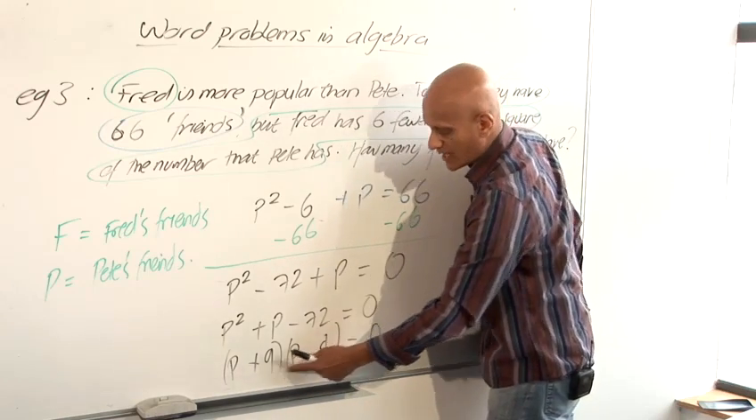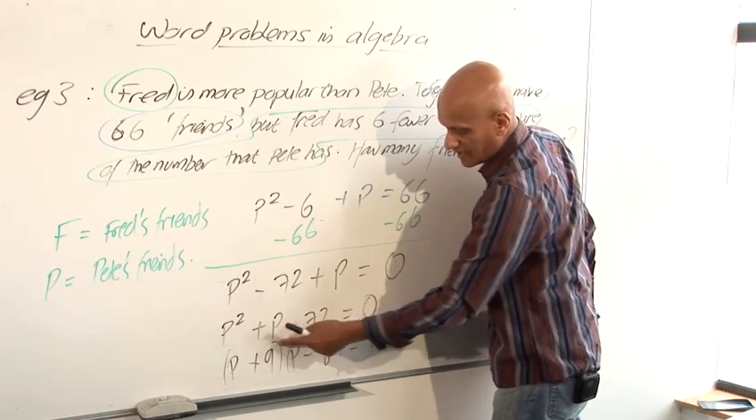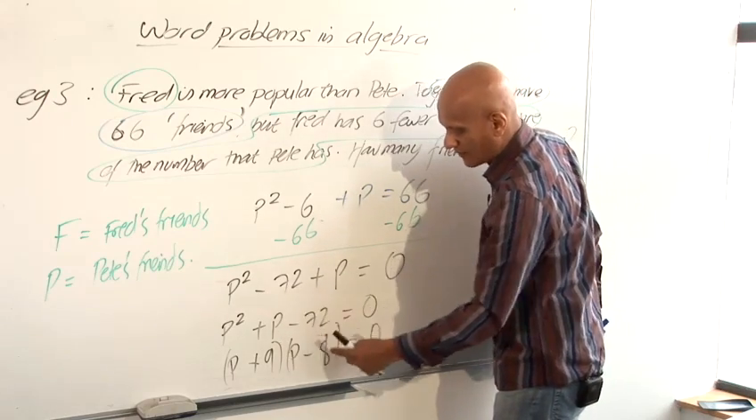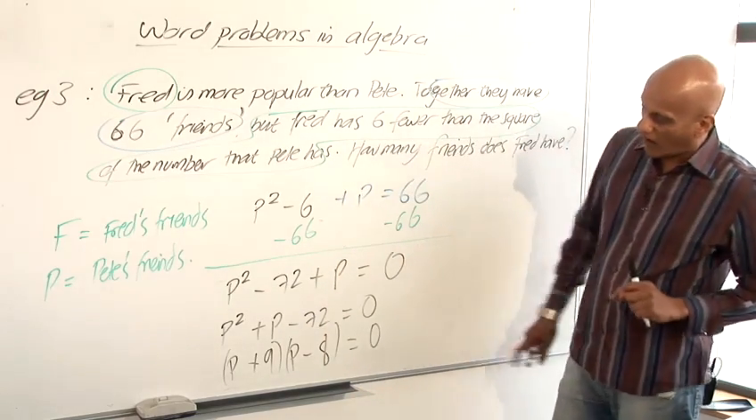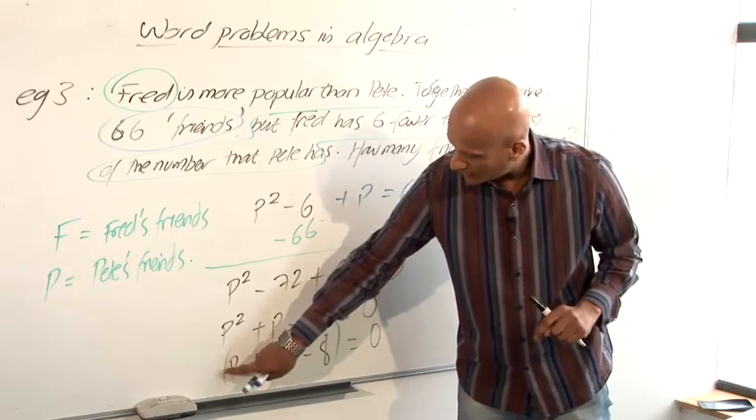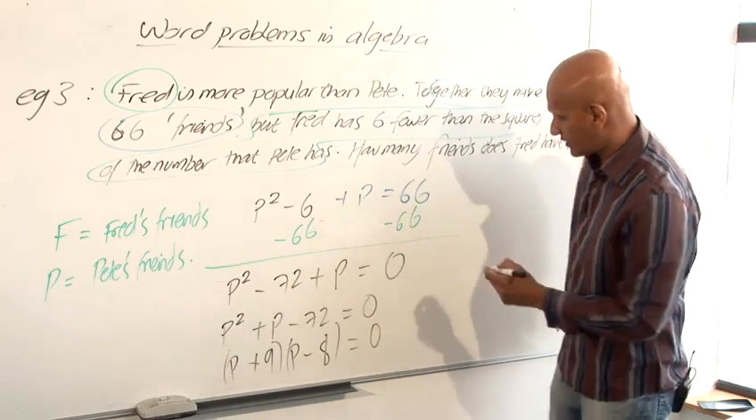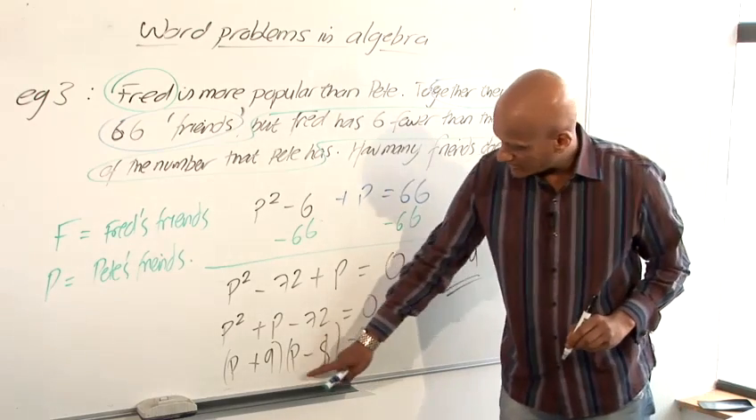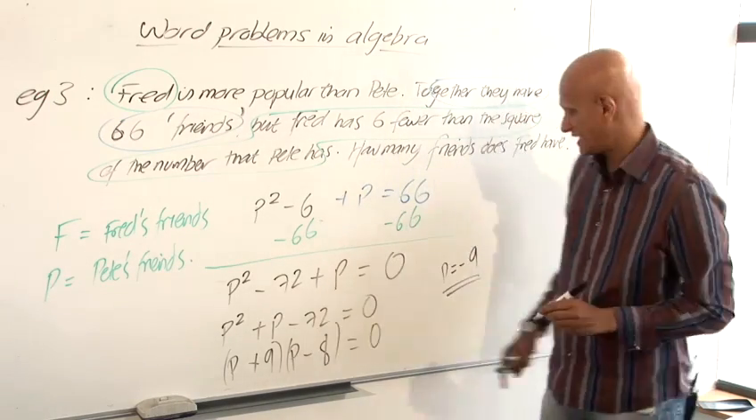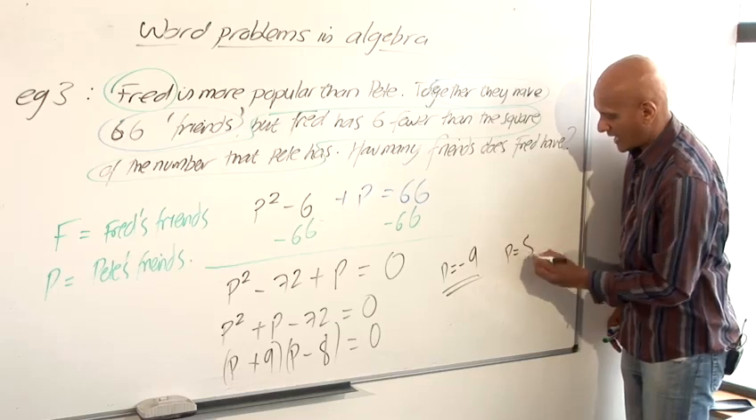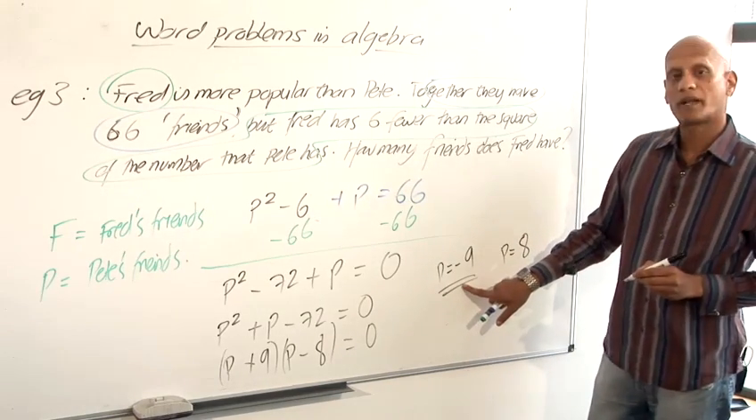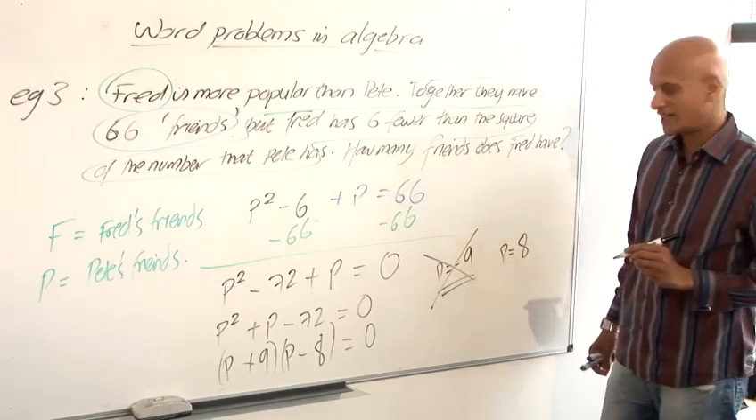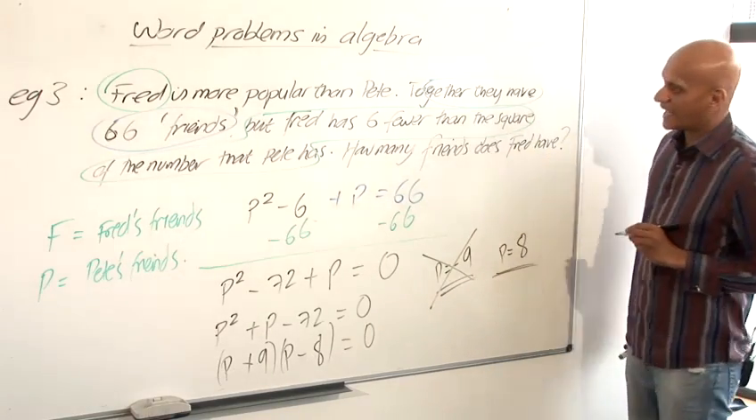P times p is p squared, minus 8p plus 9p. Minus 8p plus 9p would be plus 1p, and then minus 72. And so either the first set of brackets has to be 0, in which case p would be minus 9. So we get p equals minus 9. Or the second set of brackets has to be 0, in which case p would be 8. Now obviously, however unpopular Peter is, he can't have negative 9 friends. So I'm going to eliminate that answer as being unrealistic. And so p is 8.